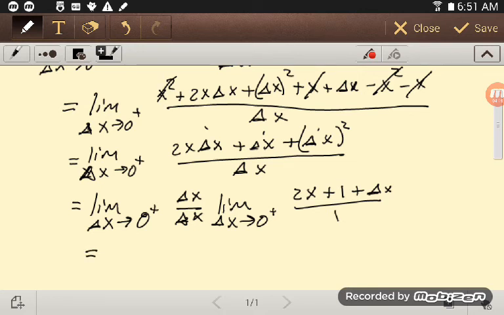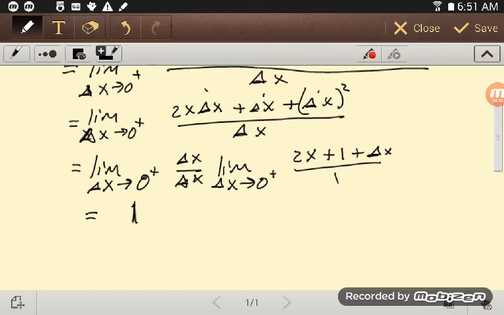So it's obvious that this one on the left here is 1, and then I can use direct substitution in this one on the right to get 2x plus 1, and so we end up with 2x plus 1. And so that is number 16.